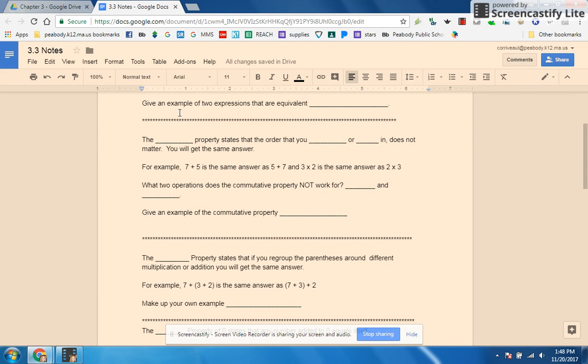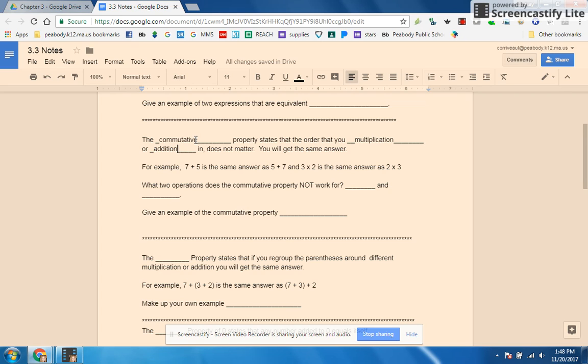Okay, the next property is called the commutative property. Make sure you're writing this in your notes. The commutative property states that the order that you add or multiply in does not matter. You will still get the same answer. So think of the four operations: adding, subtracting, multiplying, and dividing. There are two operations that if you switch the order around, you're still going to get the same answer. Those would be multiplication and addition. It does not matter what way you do those, you're going to get the same answer.